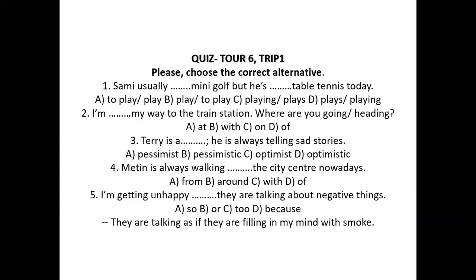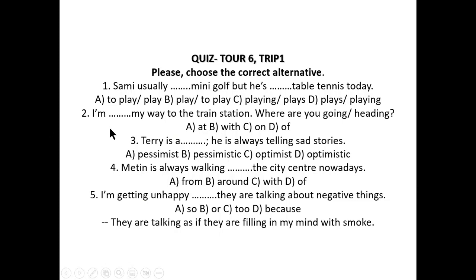Quiz 26, trip 1. Please choose the correct alternative. 1. Sami usually blank mini golf, present tense, but his blank table tennis today, continuous tense. So, Sami usually, where is the place here? D. Yes, do you see D? Sami usually plays mini golf, but he is playing. There is no need to examine the rest.